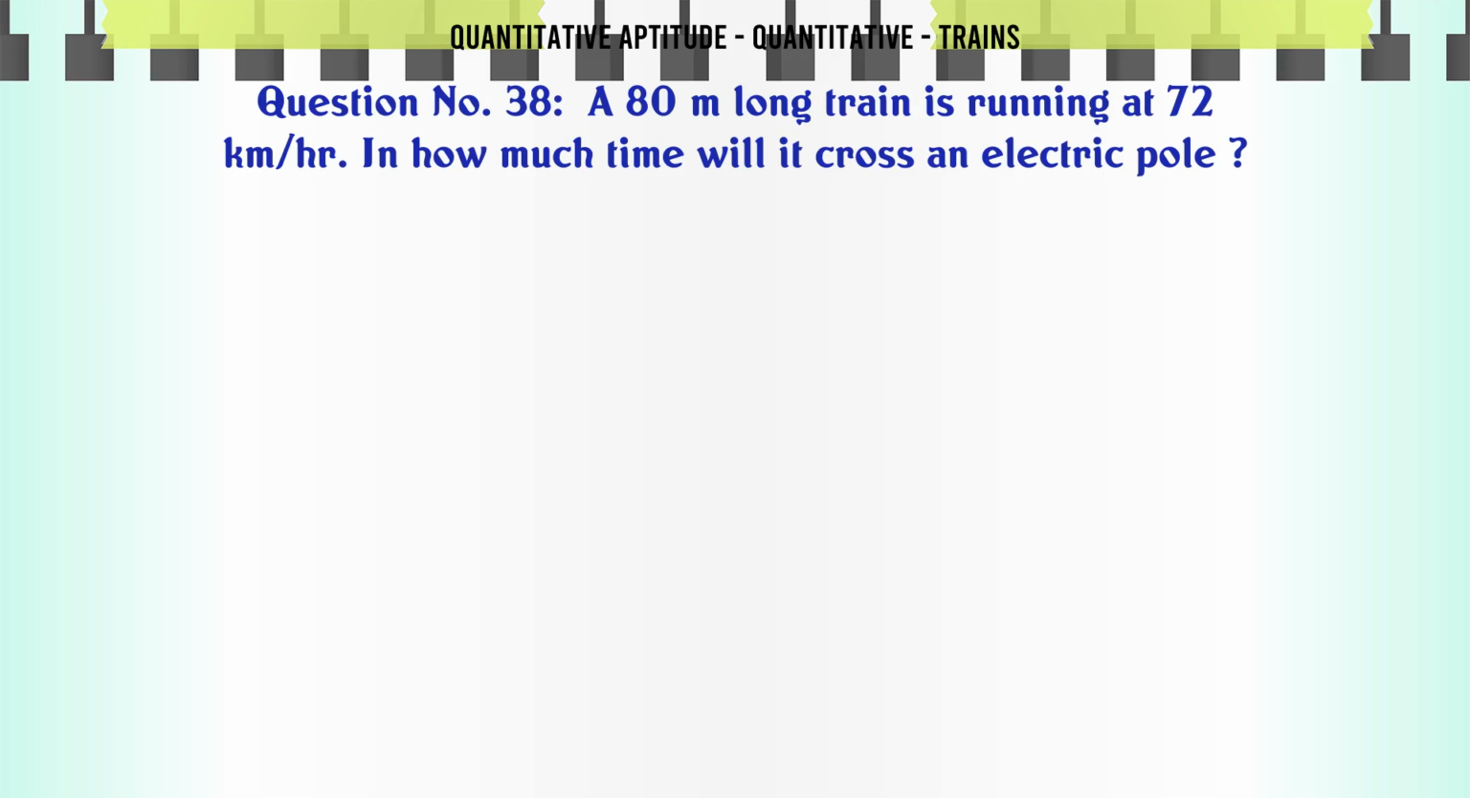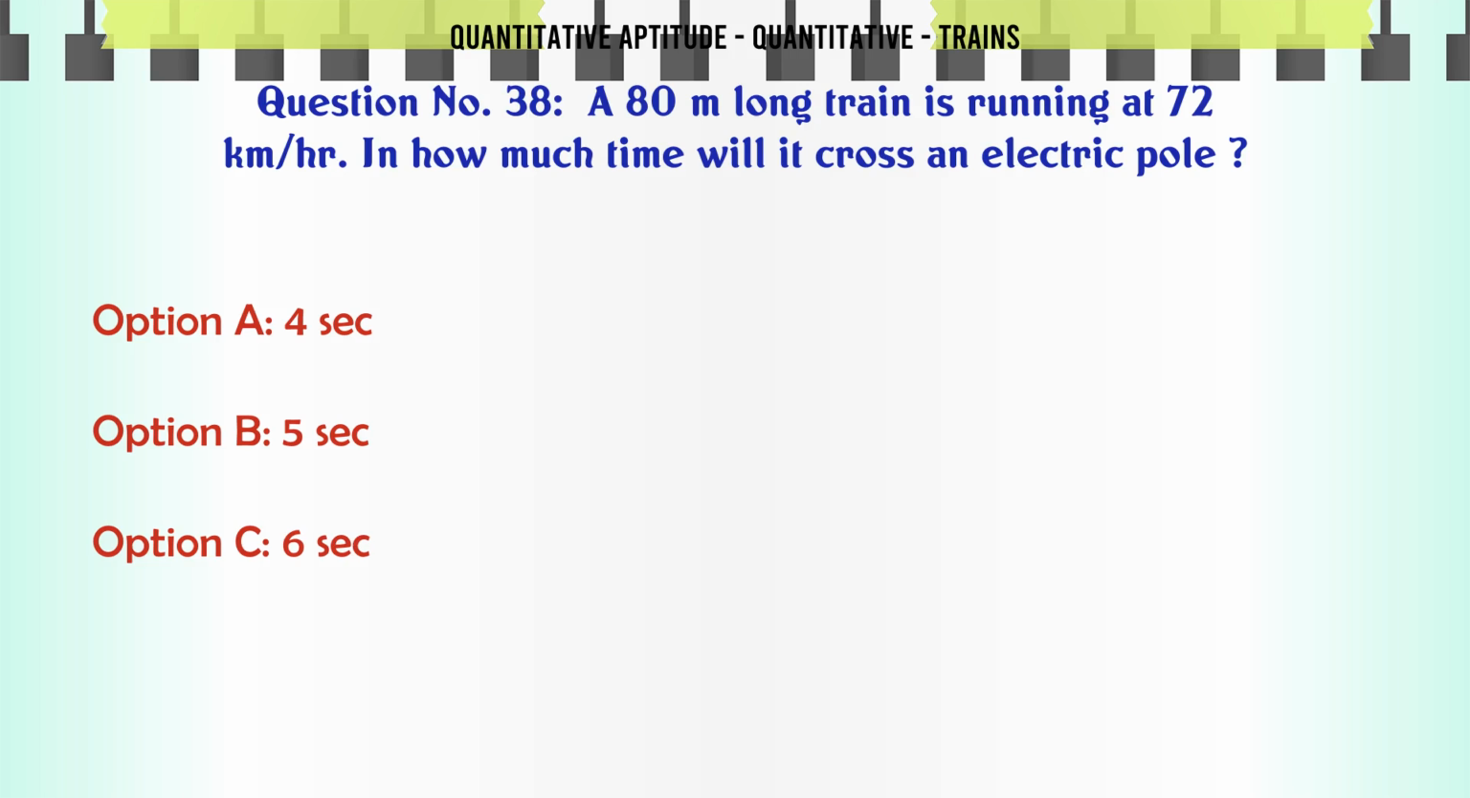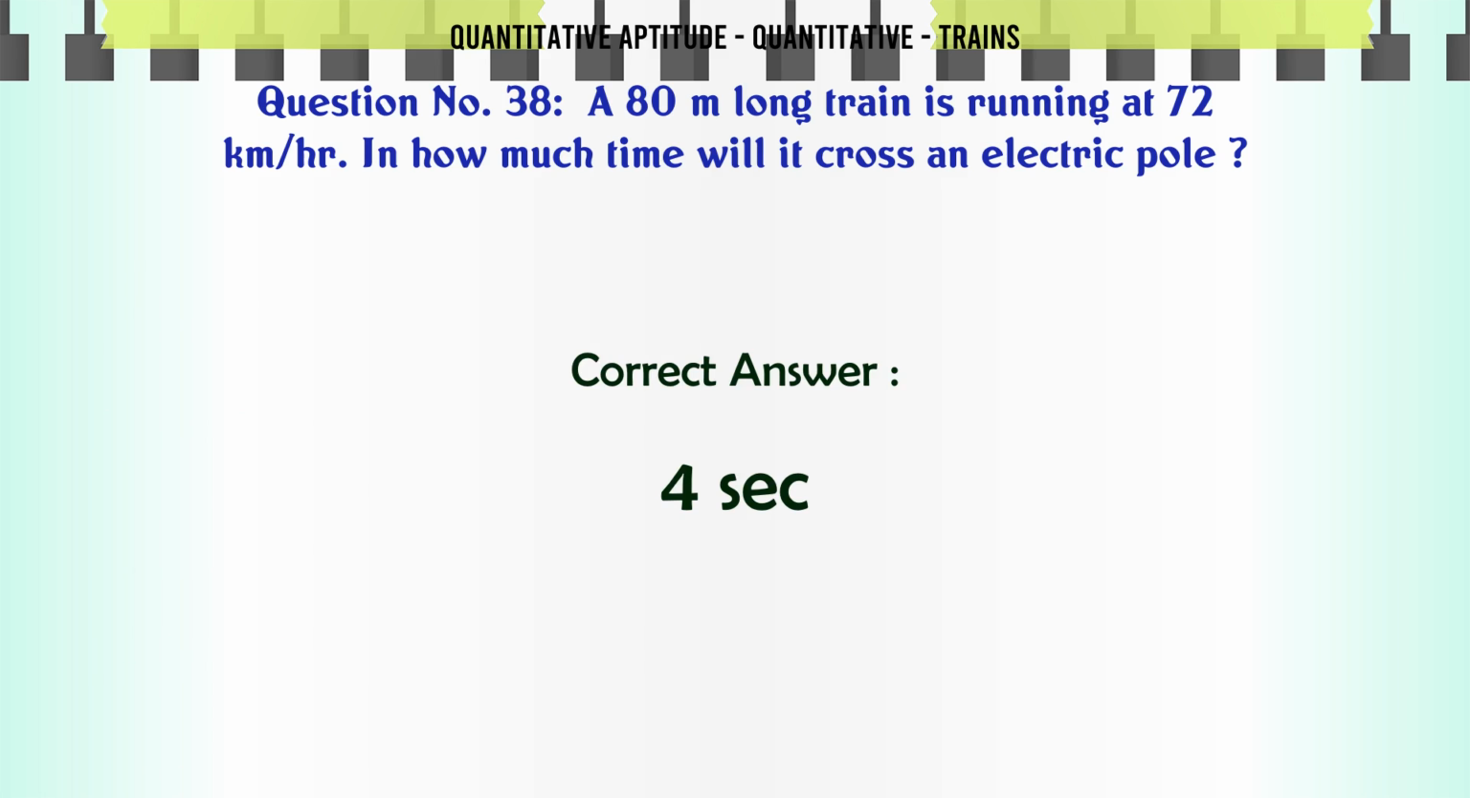A 80 m long train is running at 72 km/h. In how much time will it cross an electric pole? A 4 sec, B 5 sec, C 6 sec, D 7 sec. The correct answer is 4 sec.